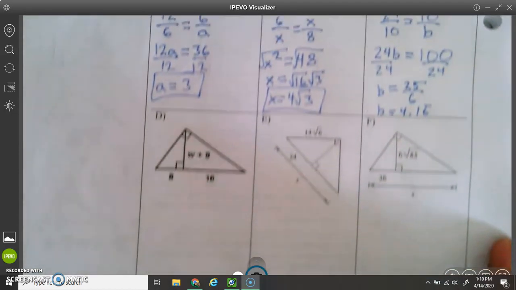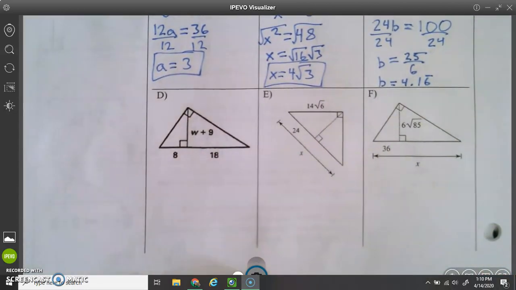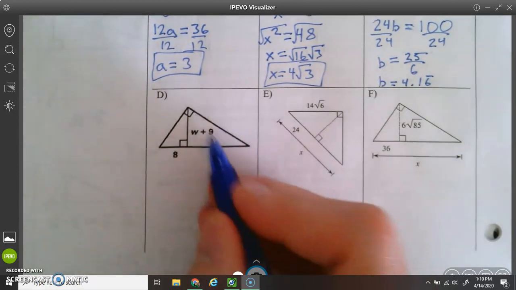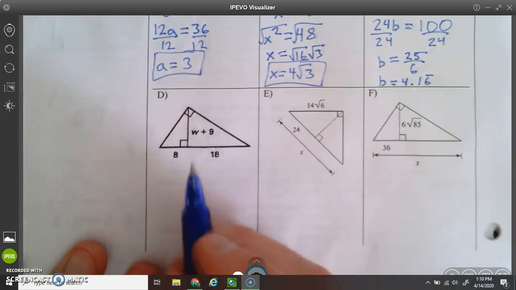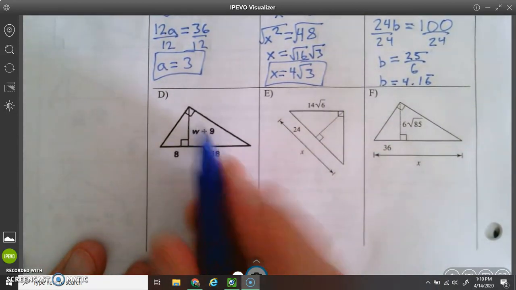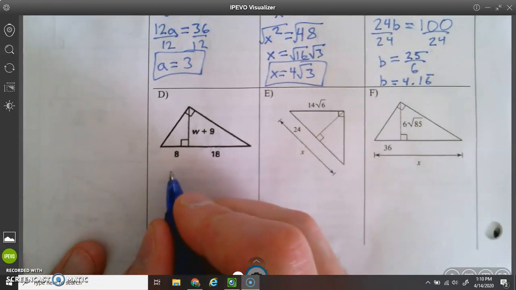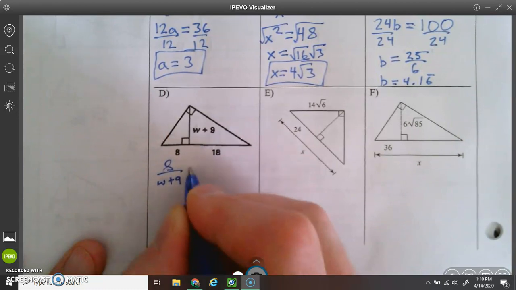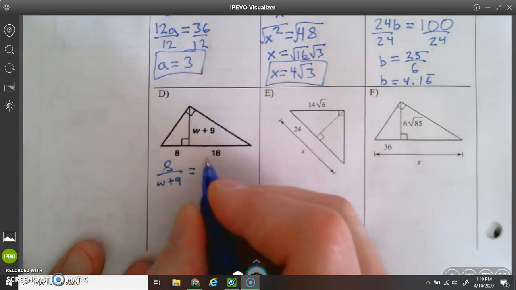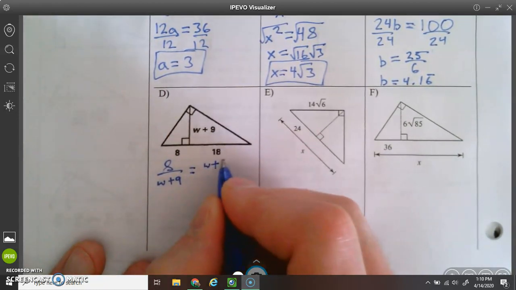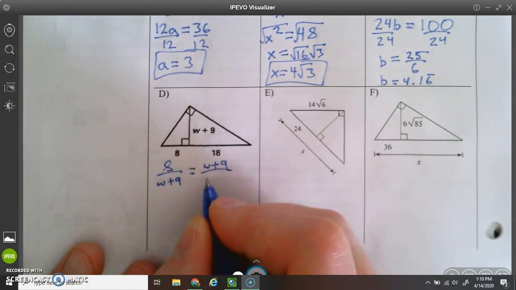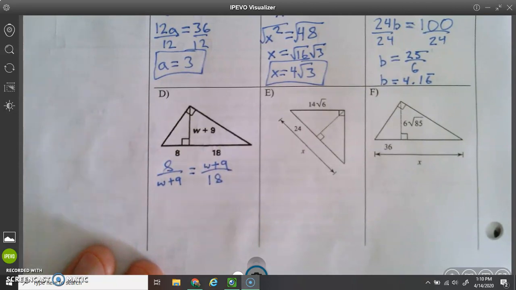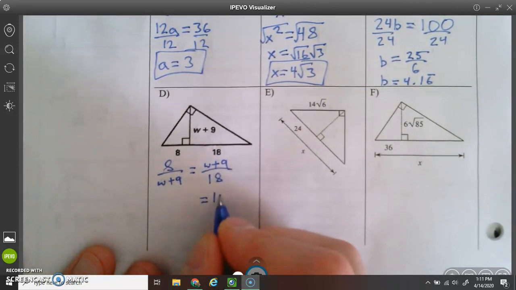Then the bottom row. This one's a little bit trickier, just because we have the W plus 9 part. Looks like we're trying to use the altitude here. So we've got 8 over W plus 9 is equal to W plus 9 over 18. 8 times 18, that's going to give us 144.